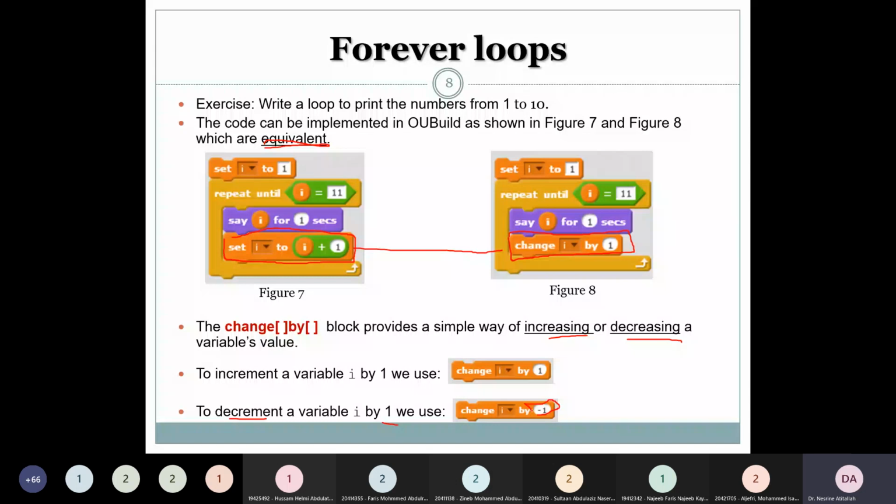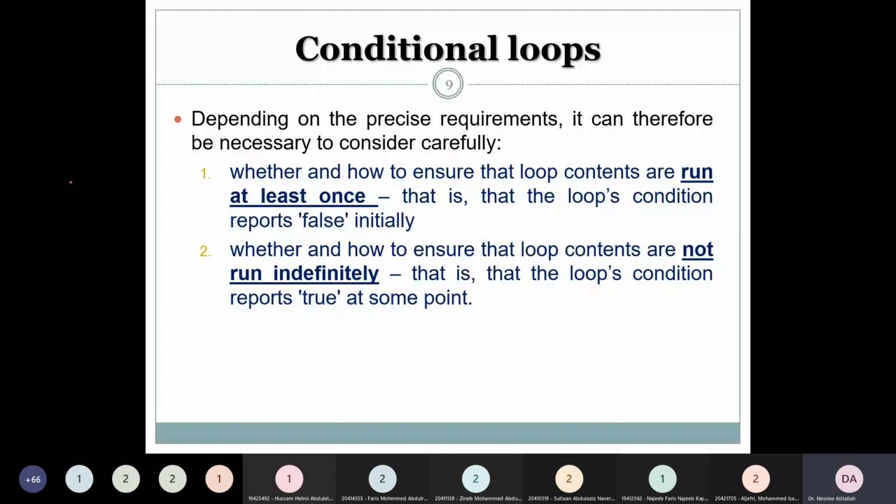Depending on the precise requirements, it can therefore be necessary to consider carefully whether and how to ensure that loop contents are run at least once. We need to check that the loop's condition reports false initially. We need to begin with the condition false, to have at least one run.